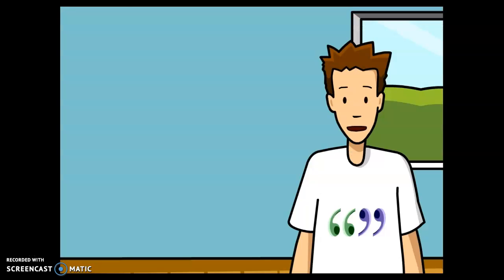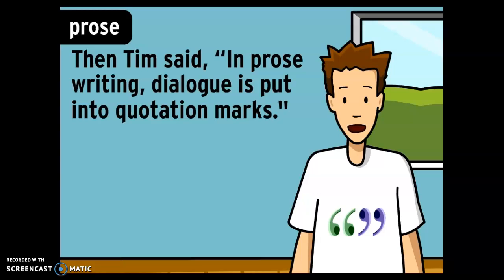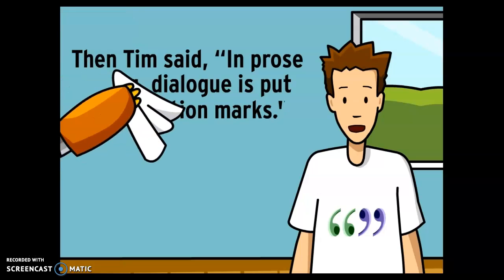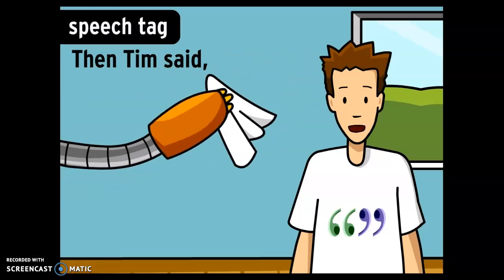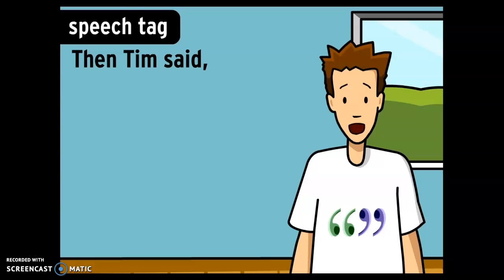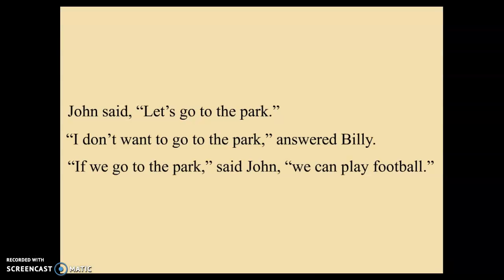But let's focus on dialogue that appears in prose, the kind of writing found in novels, newspaper and magazine articles, and all those writing assignments you do for school. In prose writing, dialogue is put into quotation marks. To make it clear who's saying the dialogue, we add a speech tag. That's just any phrase that identifies the speaker, like "then Tim said." These can go before, after, or in the middle of a line of dialogue.